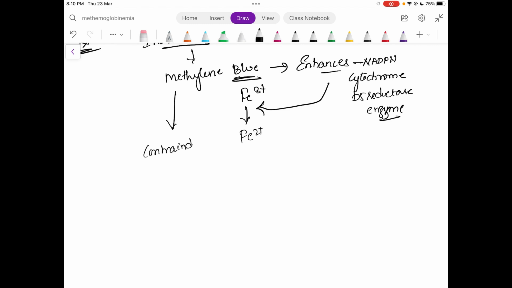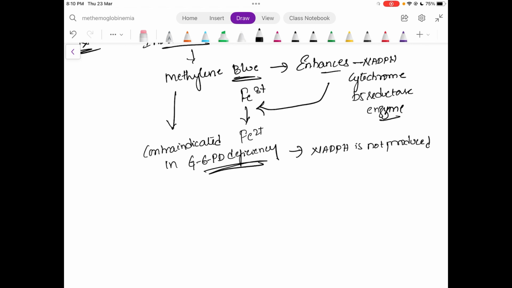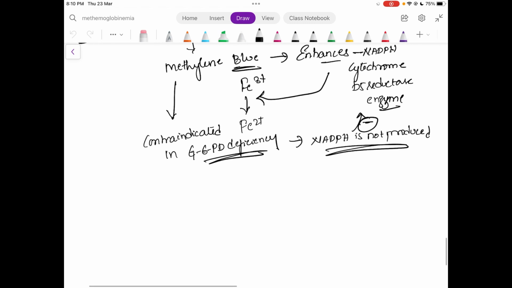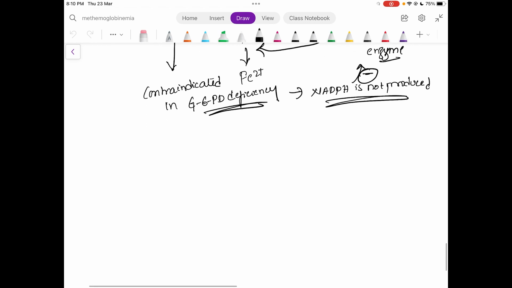But this methylene blue is contraindicated in G6PD deficiency, because in G6PD deficiency NADPH is not produced. If NADPH is not produced, this enzyme will be inactive and it cannot convert Fe3+ to Fe2+. So there won't be any use in G6PD deficiency.